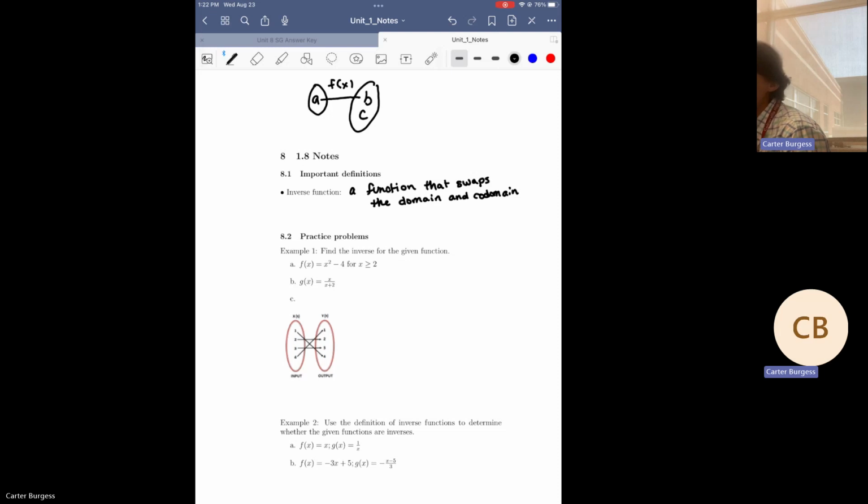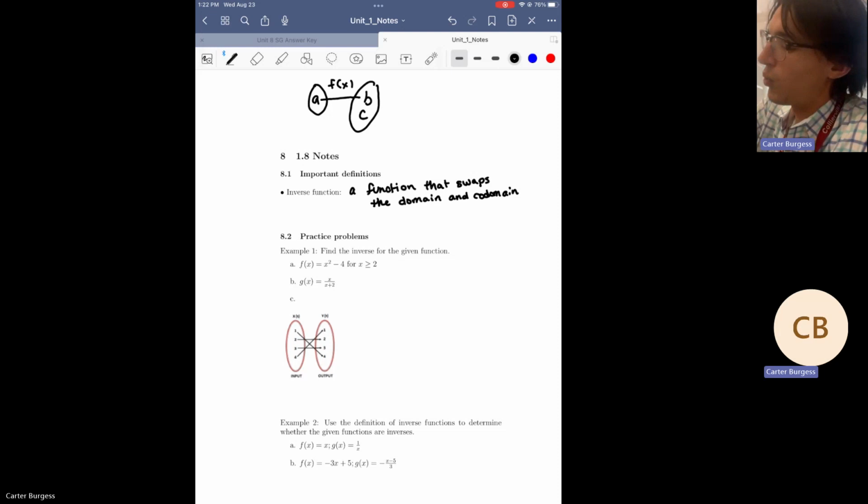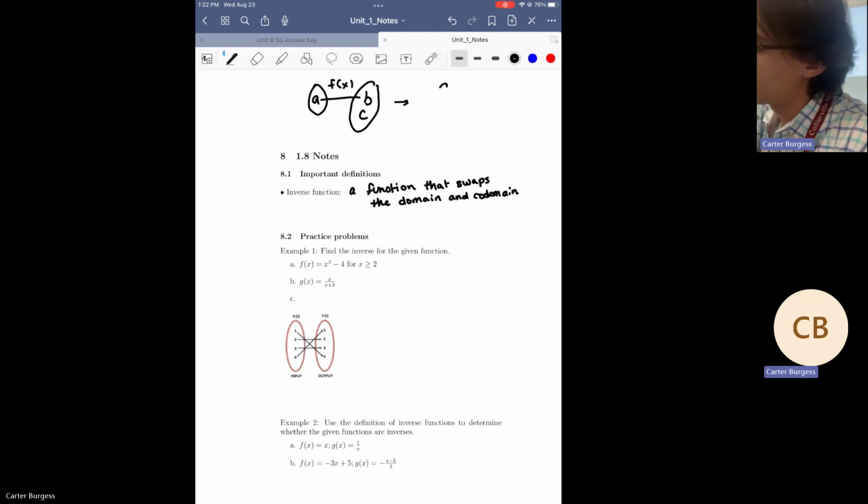What does the inverse ask us to do? Well, it asks us to swap the domain and codomain. Our inputs and our outputs are going to trade places. And so what are we going to end up with? Before, we were plugging in A and getting an output of B. Now we're pulling from that codomain, that space that is B and C, and we are plugging in trying to get something from what was the domain in this case, that set A.